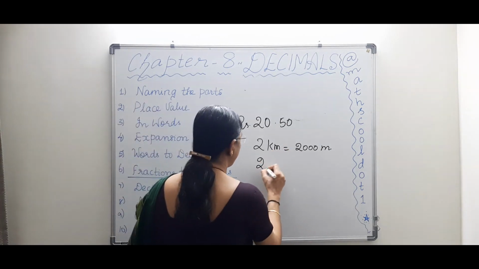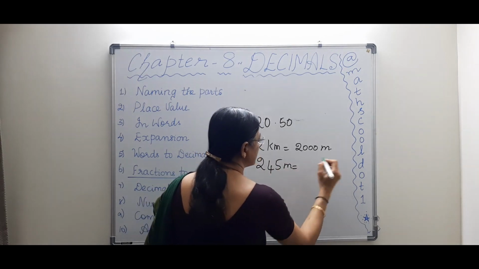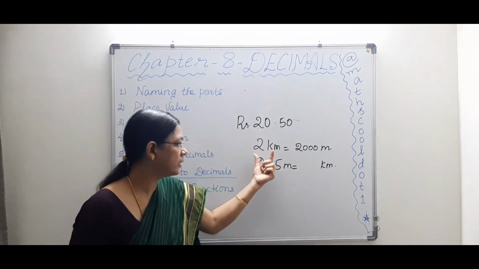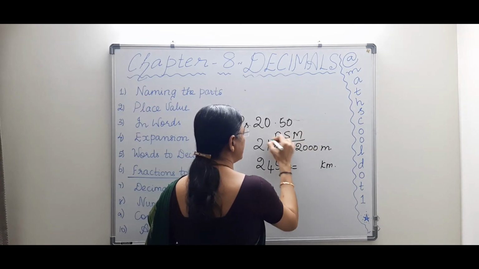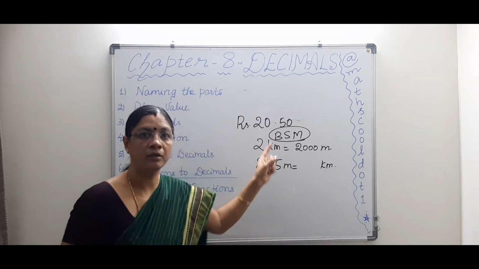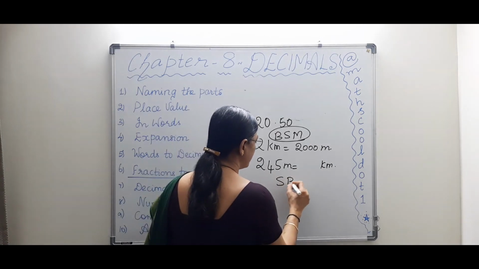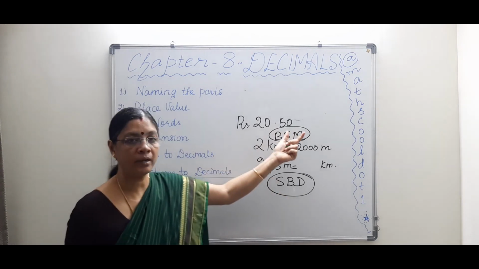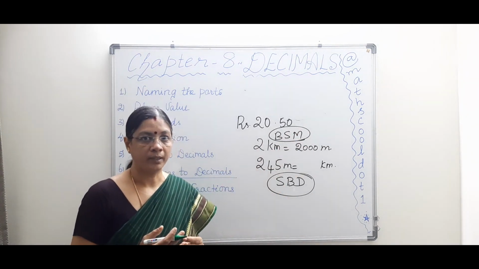But how do I write 245 meters as kilometers? See, this is from smaller to bigger, from bigger to smaller. From bigger to smaller, you just need to multiply by the conversion factor, that is BSM. Bigger to smaller unit, you need to multiply. From smaller unit to bigger unit, what you need to do? You need to do division, that is SBD. Just remember the mnemonic, BSM and SBD, it will be easy for you while converting.